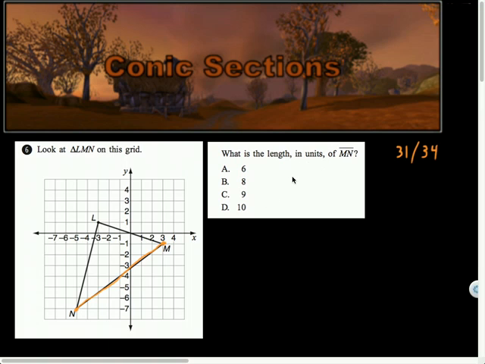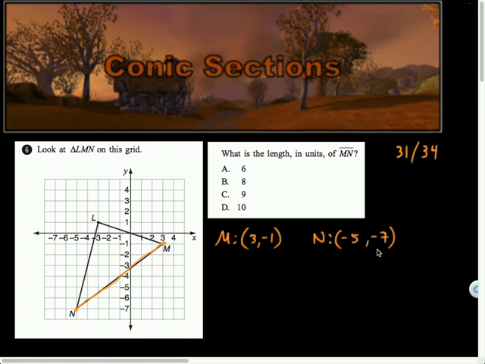But the strategy that they were likely going for was the distance formula, length and distance being kind of the same idea. In order to do that, we need to know the locations of M and N. What are the coordinates of M? It's 3, -1, so over 3, down 1. And what are the coordinates of N? Back 5, so -5 and -7.